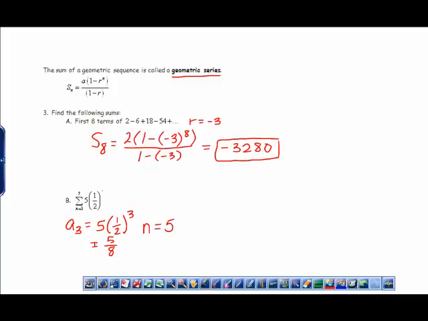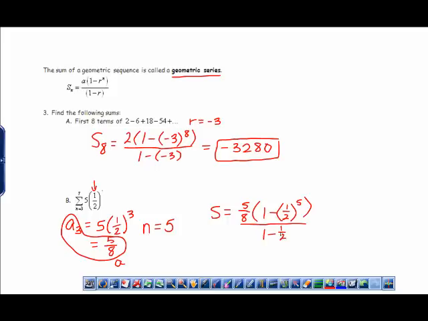So you need these two things. This right here, even though it's a 3, that's your first term. That's going to be your A in the formula. So the sum is going to be your A, which is 5/8, times 1 minus R, and R is always going to be this number being taken to a power. And put that in parentheses, to the n power, which is 5, divided by 1 minus 1/2.